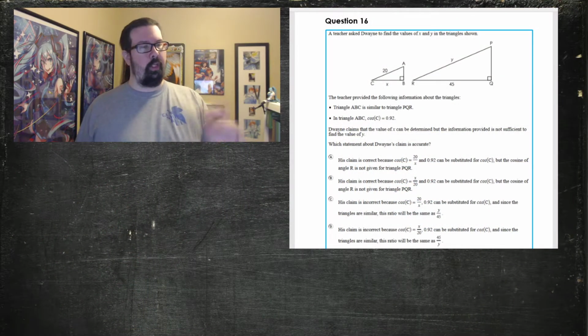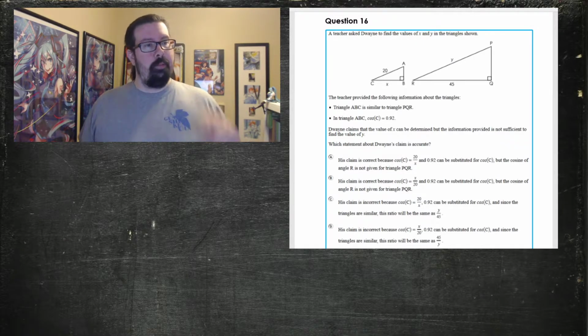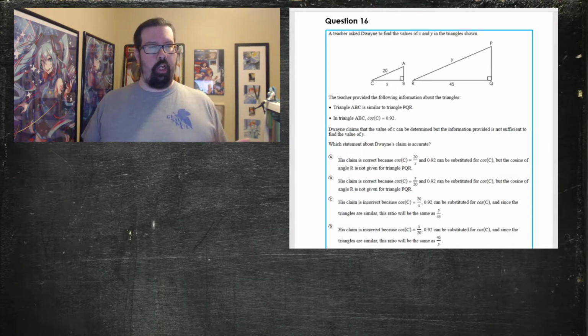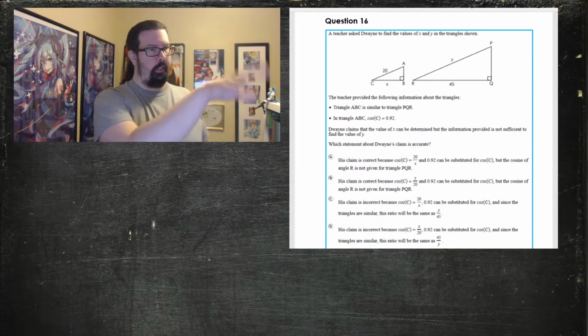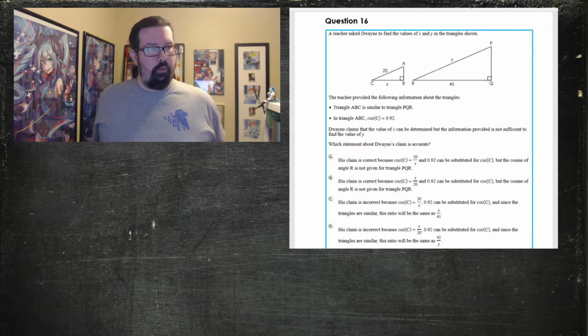Today we've got kind of an interesting problem. Well, let's take a look at it. This is a big pile of words, so don't worry about it. A teacher asked Dwayne to find the values of x and y in the triangle shown, and then we've got these triangles over here. The teacher provided the following information about the triangles.